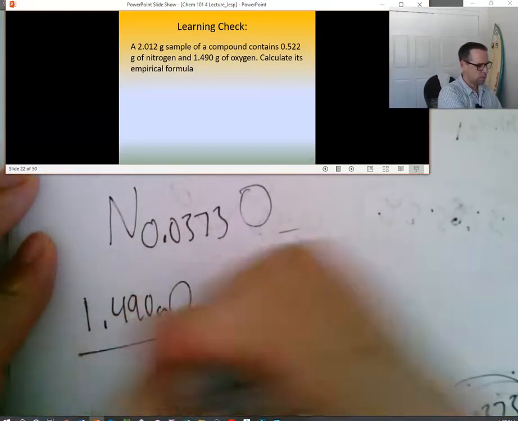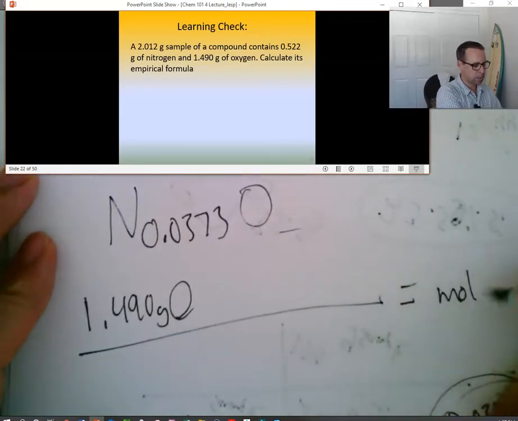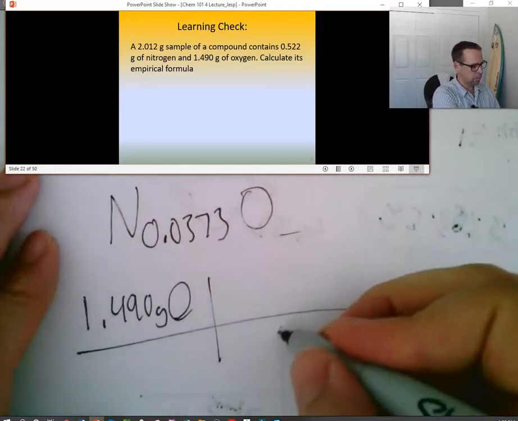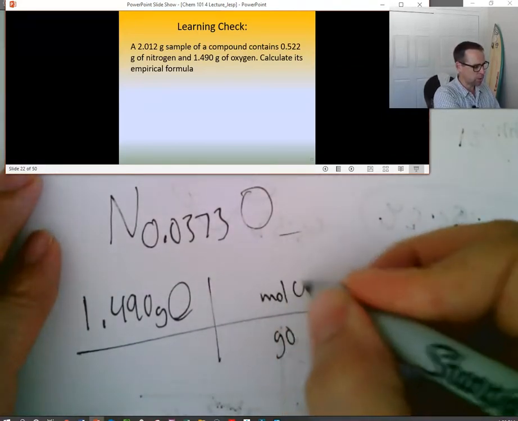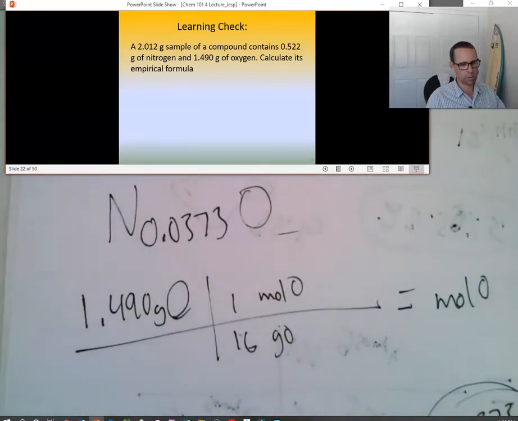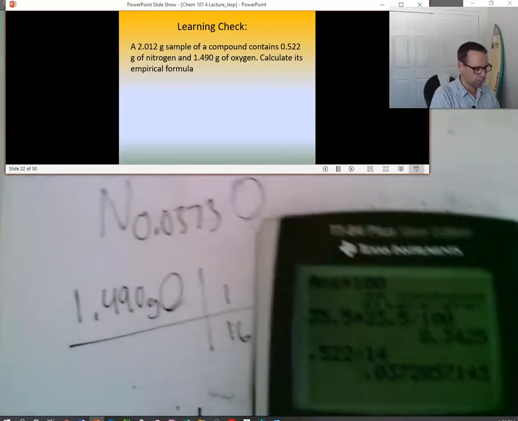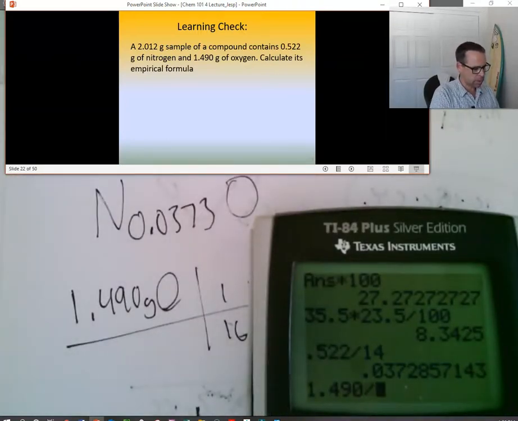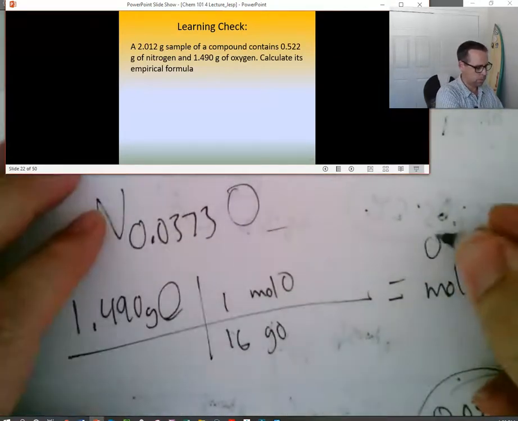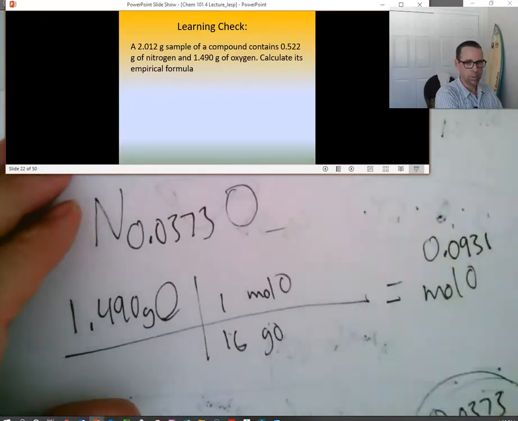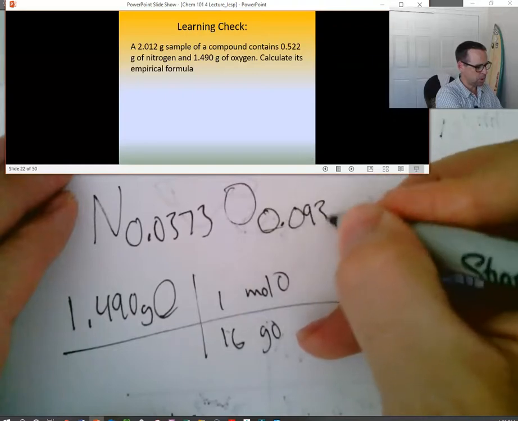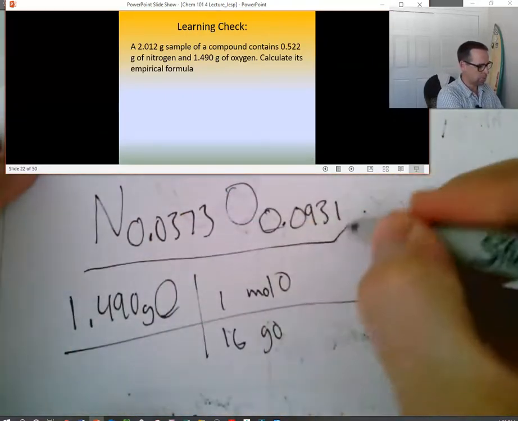So now the 1.490 grams of oxygen, we want that in moles again because we want moles of oxygen up here so we can get our empirical formula. We go from grams of oxygen to moles of oxygen, and there are 16 grams per mole. So if we use our calculator, 1.490 divided by 16, 0.0931. And I'll put that here, 0.0931 moles of oxygen.